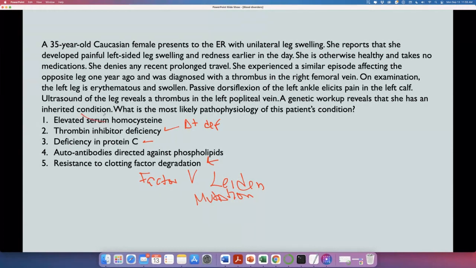This is not inherited. This is not inherited. So we have to choose between these three. I told you first that this is very rare. So antithrombin deficiency or factor V Leiden, and as I told you, the most common among Caucasians is factor V Leiden, and that's the correct answer there.